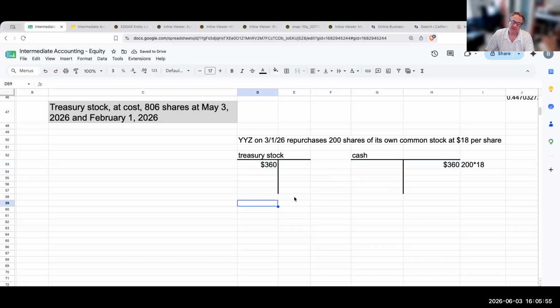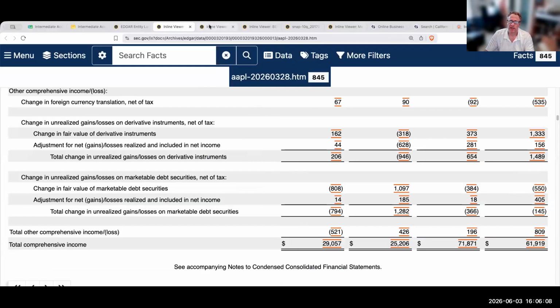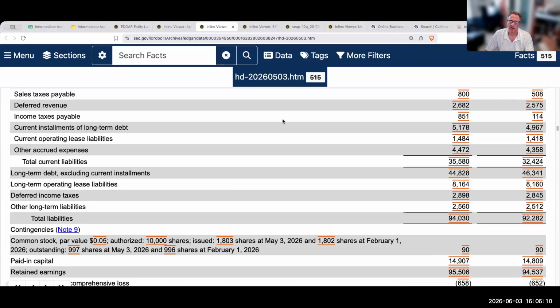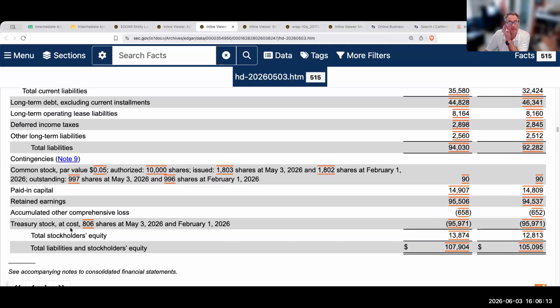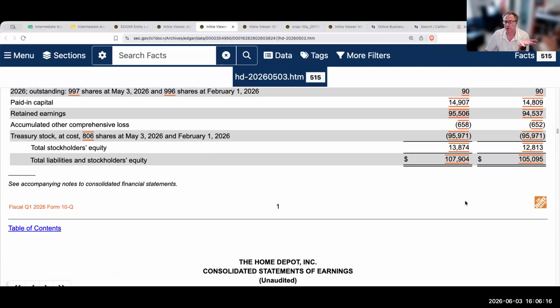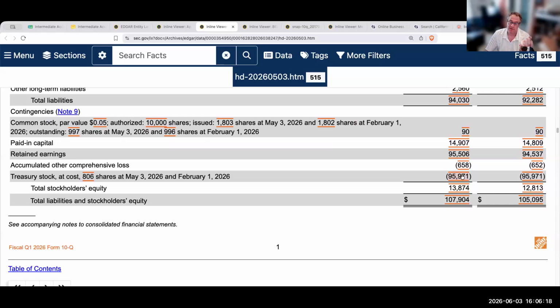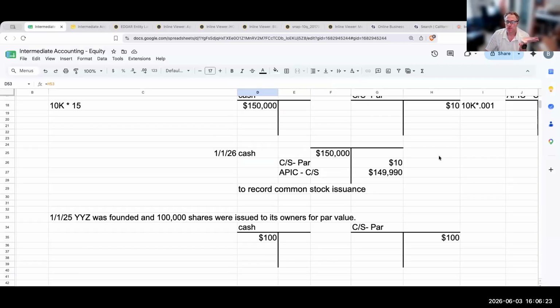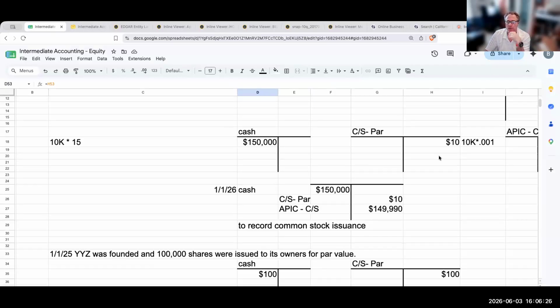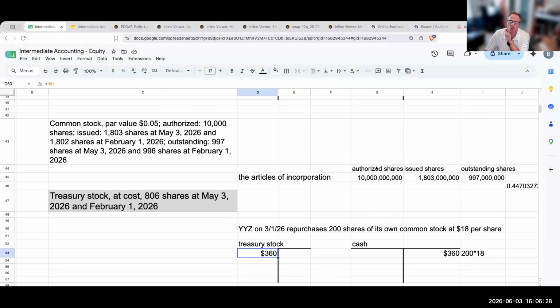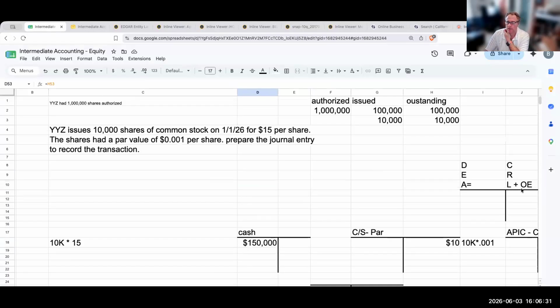Now, I'm not going to do the journal entry, but why does Treasury stock have a debit balance? Well, it's not a contra equity account. Rather, it is reducing the amount of owner's equity. So over here, when we see Treasury stock for the Home Depot, you're seeing a negative number in equity. Why does it have a negative number? It's because traditionally, owner's equity is going to have a credit balance, right? A LOE, right?